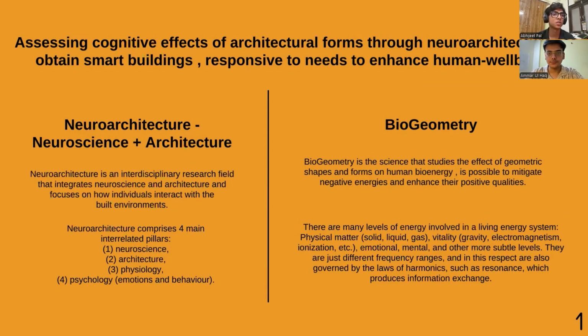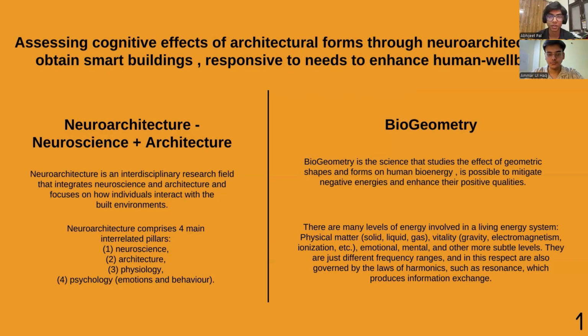This brings us to the concept of neuroarchitecture. What is neuroarchitecture? It is an amalgamation of neuroscience and architecture. It is an interdisciplinary research field that integrates neuroscience and architecture and focuses on how individuals interact with the built environment. It comprises four main interrelated pillars, which are neuroscience, architecture, physiology, and psychology.